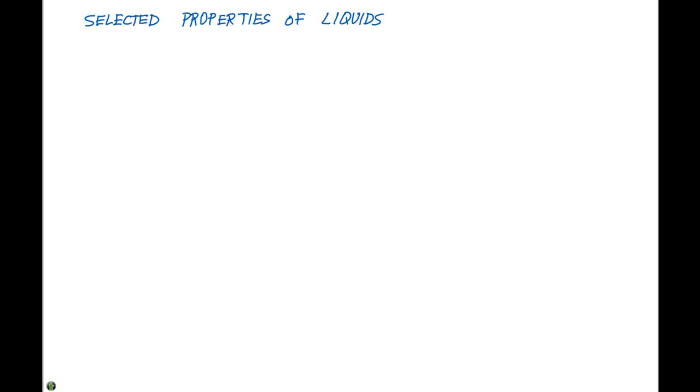The next section of our textbook covers some selected properties of liquids, and it really highlights two of them, viscosity and surface tension. So the first is viscosity. And viscosity can be simply defined as the resistance of liquid to flow.